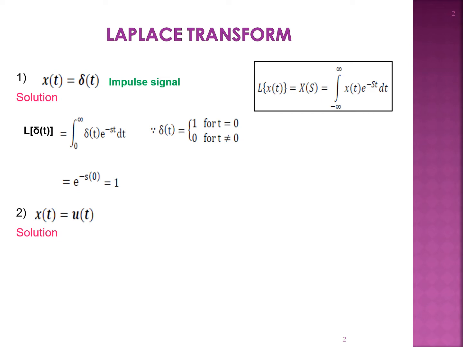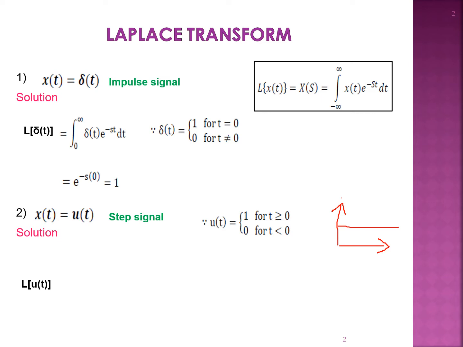What is the second problem? X of t is equal to u of t. And you all know what is u of t. U of t is equal to 1 for t greater than or equal to 0 and it is equal to 0 for t lesser than 0. You all know how the unit step signal will look like. It is going to be like this. For t greater than 0, your unit step signal is going to be like this. Now let us proceed with the problem.